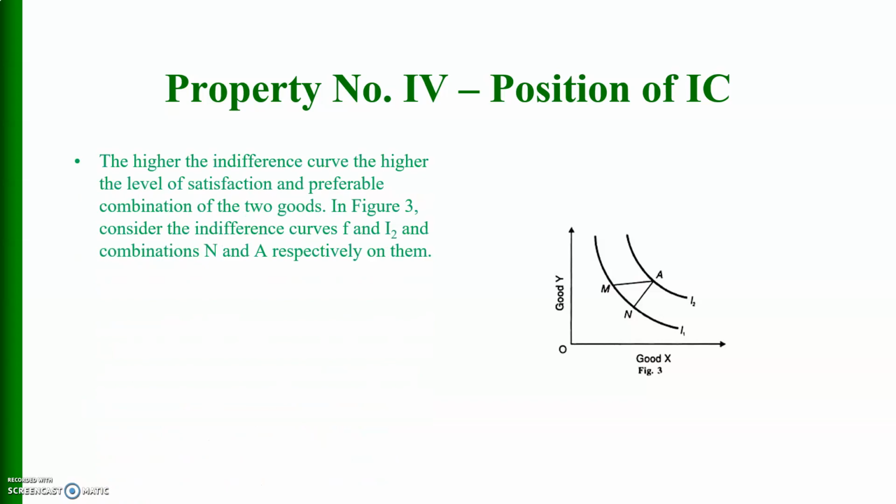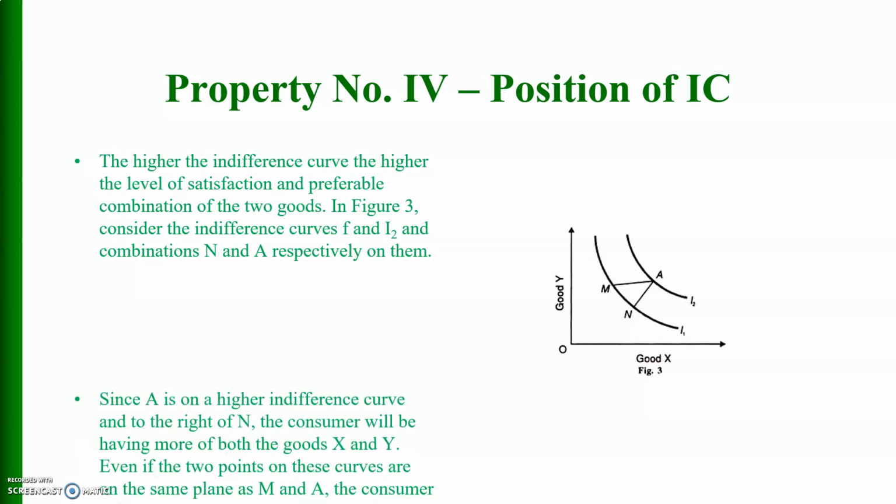The fourth property of indifference curves is the position of the IC. The higher the indifference curve, the higher the level of satisfaction. In this figure, A is on a higher indifference curve, so it will give a higher level of satisfaction as compared to N and M, which are at indifference curve I1.